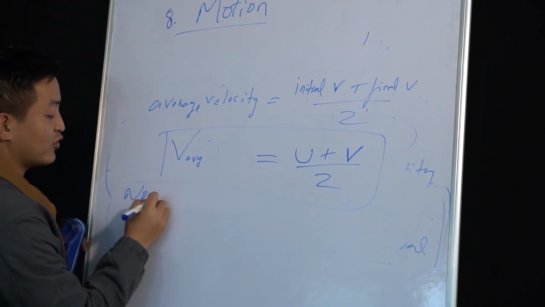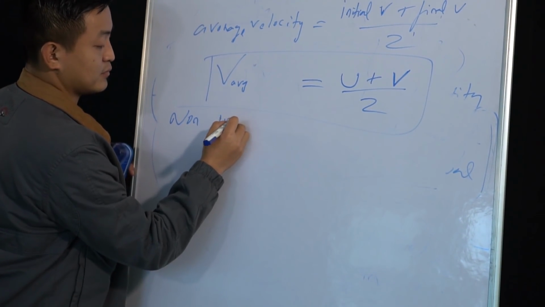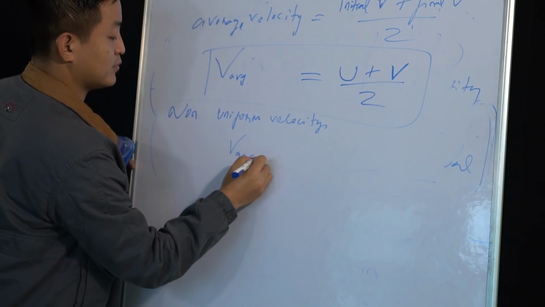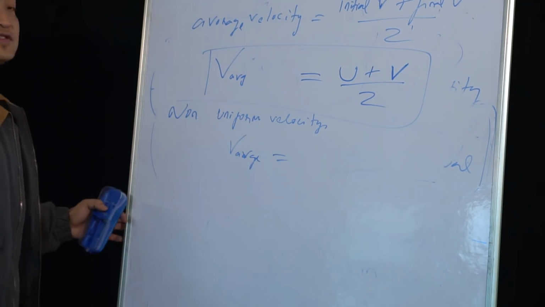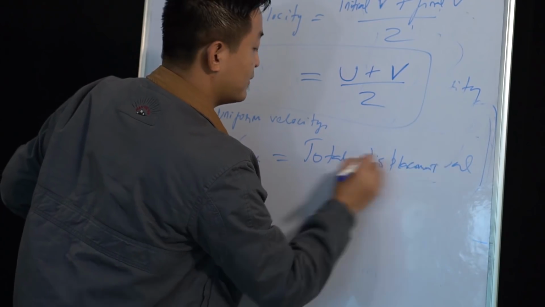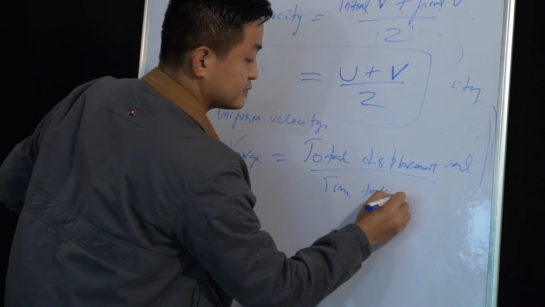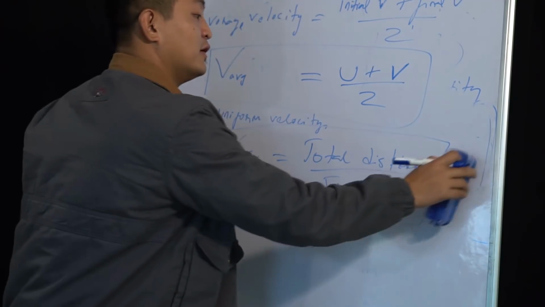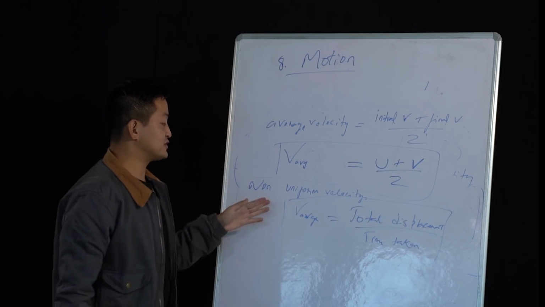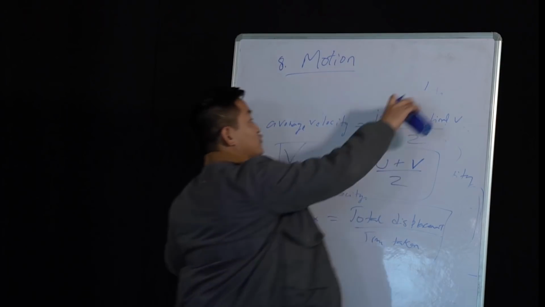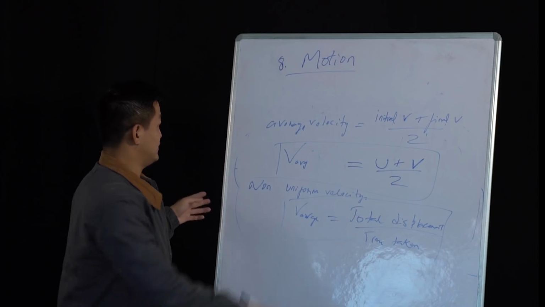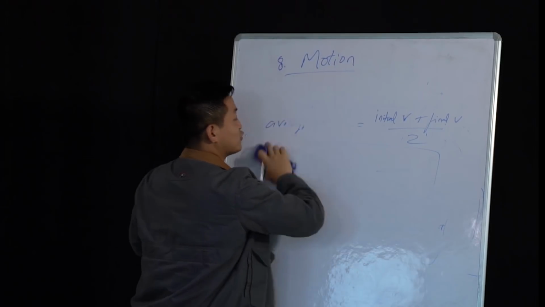But for non-uniform velocity, it's going to be total displacement by time taken. So the upper one here is for the uniform velocity, and the lower one here is the average velocity for non-uniform velocity. So we have to keep all these formulas in mind. And keeping this in mind, let's solve another numerical problem. So students, you can write the question.